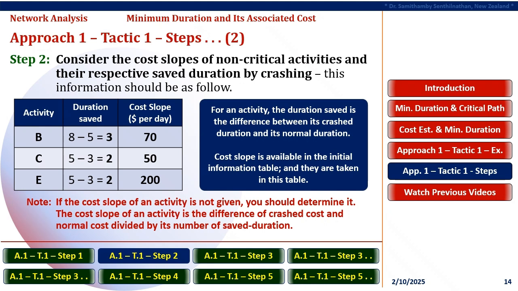For an activity, the duration saved is the difference between its crash duration and its normal duration, and cost slope is available in the initial information table, and they are taken into consideration at this point. Note that if the cost slope of an activity is not given, you should determine it. The cost slope of an activity is the difference of crashed cost and normal cost, divided by its number of saved duration.